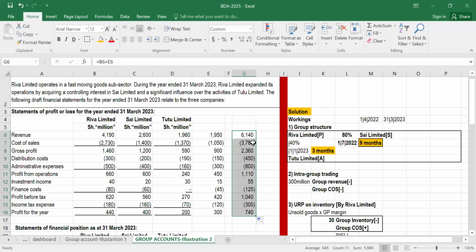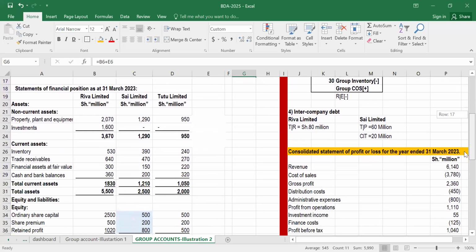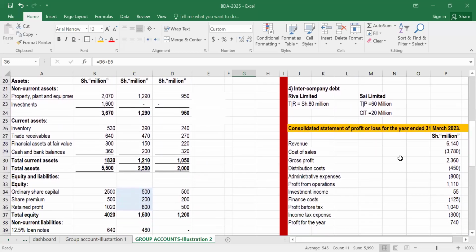6140. Yes, and I hope you can see these are the revenue and expenses for ZT for 9 months. So we can just confirm this, that is 780, 450, 800, 55, 125. And we check whether those are the figures we have here. Yes, you can see those are the figures we have here.